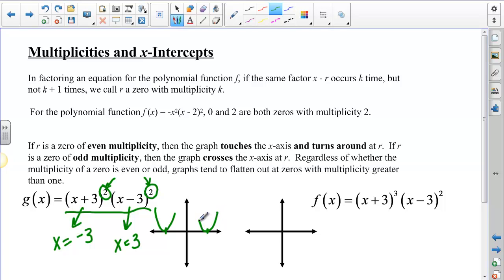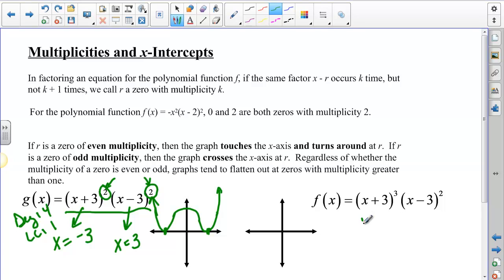Now you might say, how did I know it bounced off the top and not off the bottom? Well, if I were to multiply all this out, I would have a degree of 4 and a leading coefficient of 1, which tells me it's going to rise to the right and rise to the left. And if that's the case, it's going to bounce off the tops of this because it's got to go up. And if it's got to go up, then that's where our zeros are. That's what's going to happen.